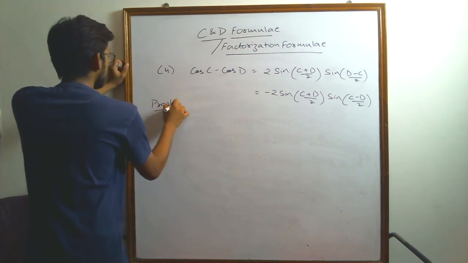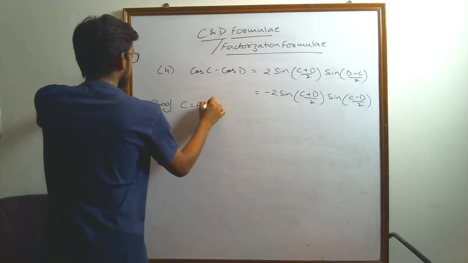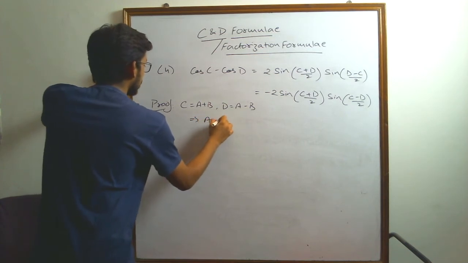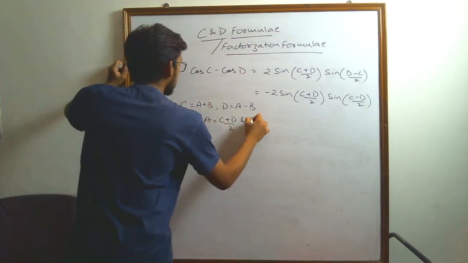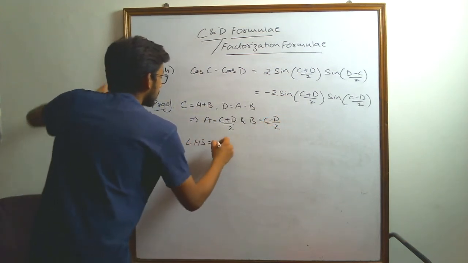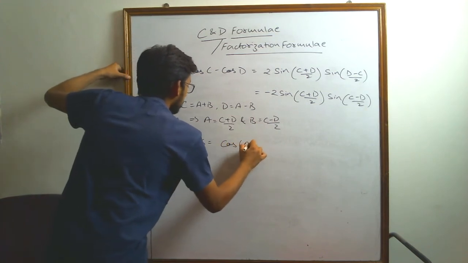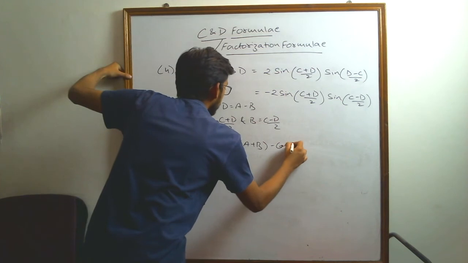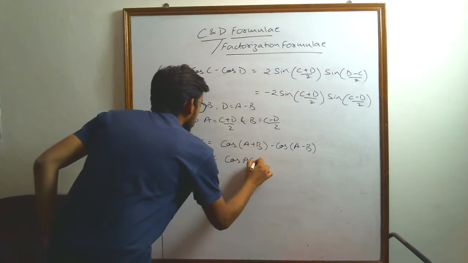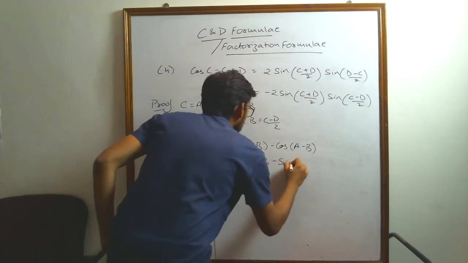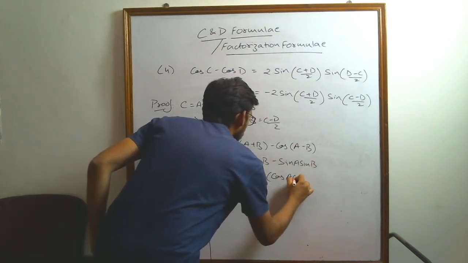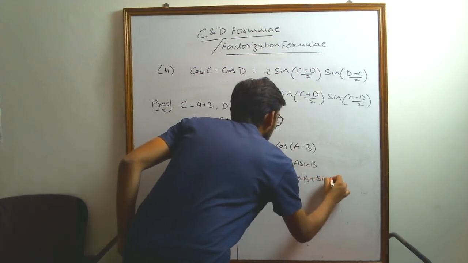Proof. So we know that C is equal to A plus B, D is equal to A minus B. We take that, and this means that A is equal to C plus D by 2 and B is equal to C minus D by 2. So let's proceed from the LHS. Cos C minus cos D means cos of A plus B minus cos of A minus B. So this is equal to cos A cos B minus sin A sin B minus of cos A cos B plus sin A sin B.